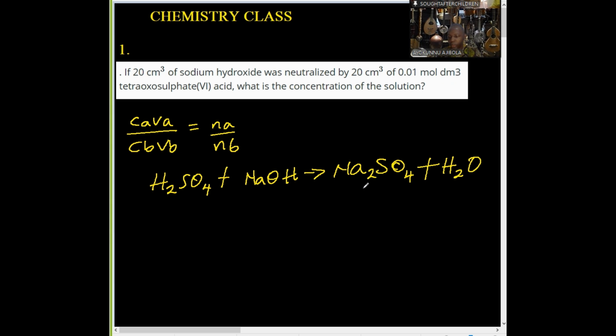So try to check this equation. Can any one of you tell me whether it is balanced or whether we need to balance it? Is the equation balanced? It's not balanced. Okay, how can we balance it? Sodium is 2 at the product side, but at the reactant side it's 1. So we have to put 2 here.